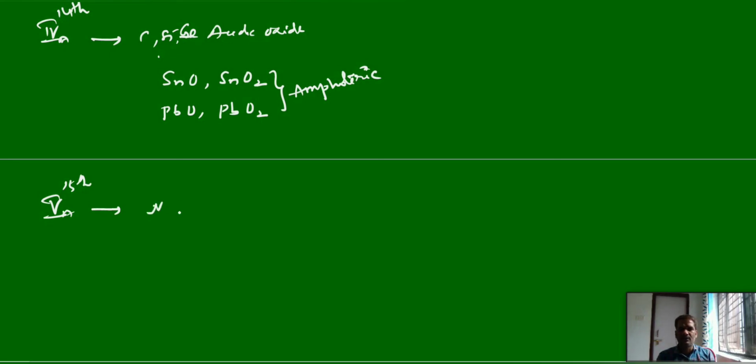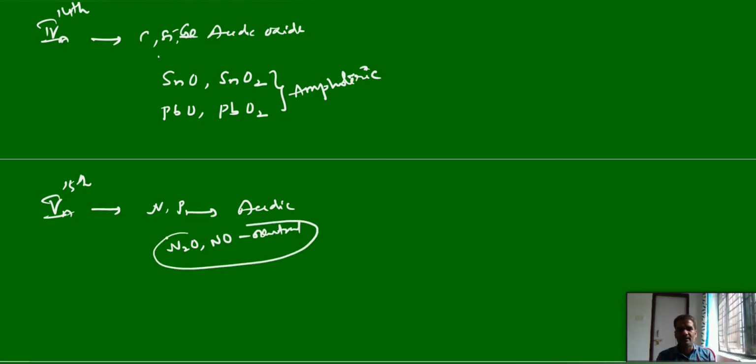Next, the 5th A or 15th group. There we have nitrogen, phosphorus. Mostly they form acidic oxides, trioxide or whatever it is. And here is the exception: nitrogen oxides N2O and NO are neutral. Except these, all are acidic only. You should remember the exception, then you can apply that logic.